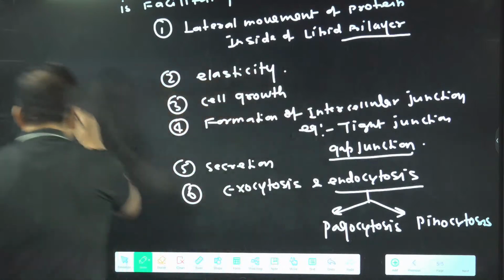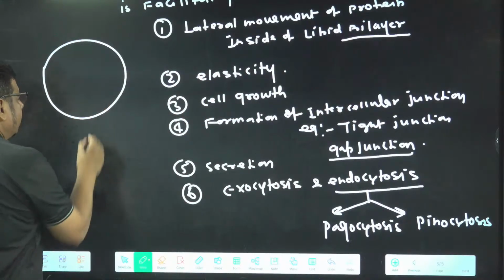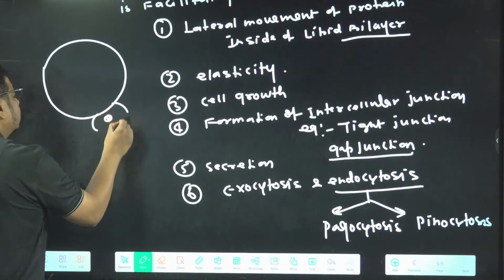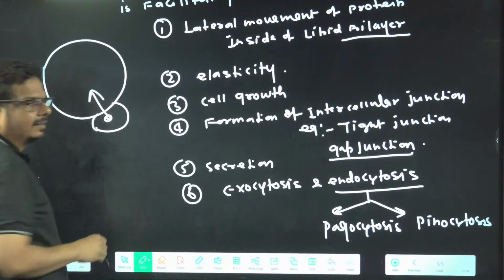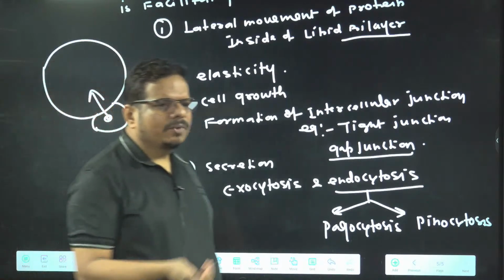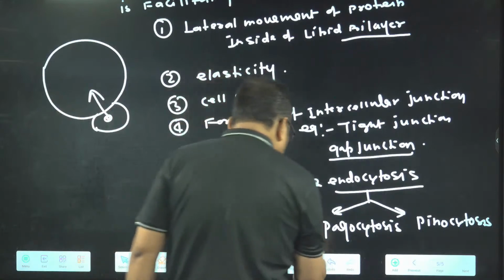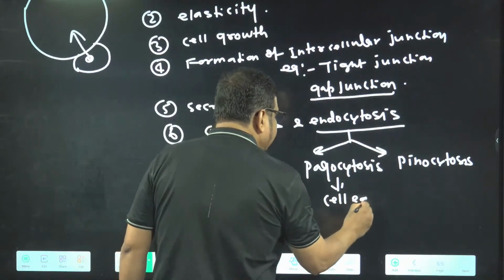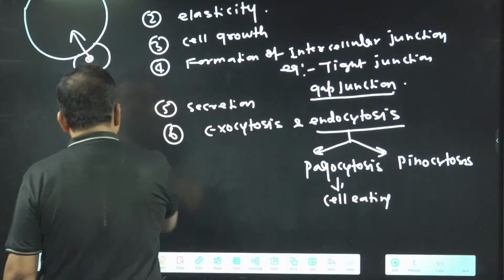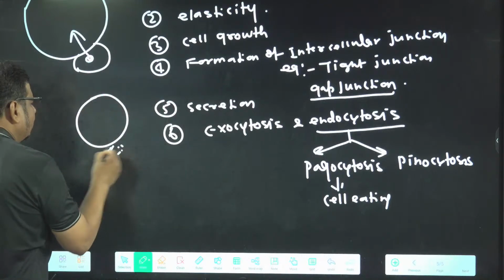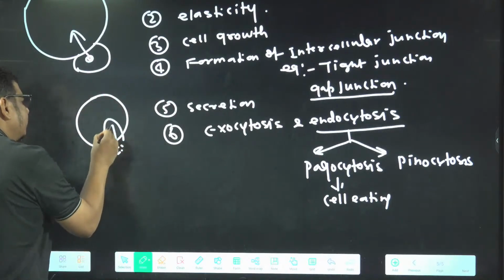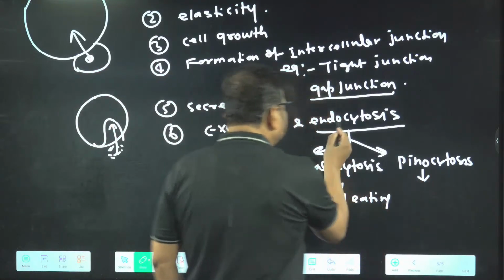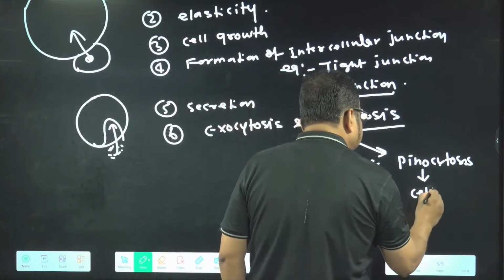Suppose this is the plasma membrane of an amoeba and here is a solid food. They just cover the food and take the food inside. This is called which one? Phagocytosis. Phagocytosis is also called cell eating. And suppose this is the plasma membrane of an amoeba and here is liquid. They invaginate the plasma membrane and the fluid will enter in. It is called pinocytosis. Both are a kind of endocytosis. It is called cell drinking.